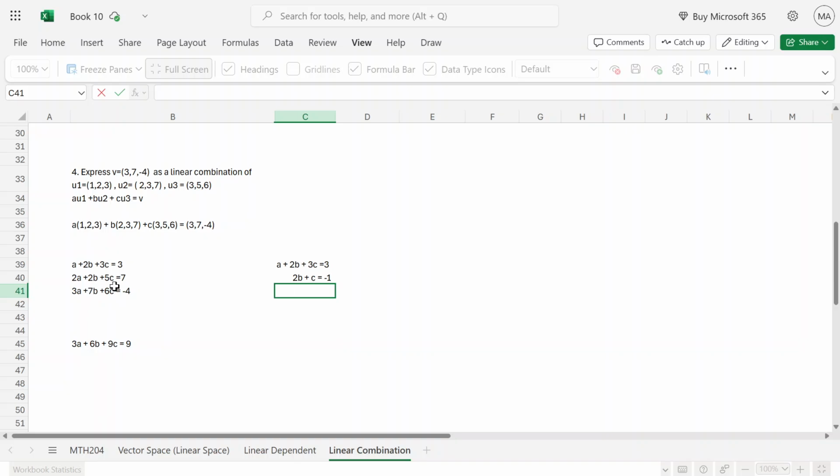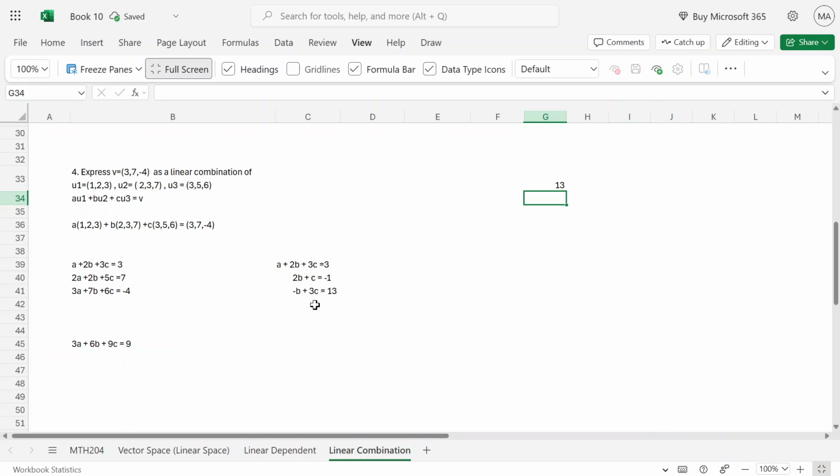6b minus 7b is what? Minus b. So 9c minus 6c is what? 3c, which equals what? 9 minus minus 4, is that not 13? So 9 minus minus 4 should be 13. Okay, so yeah, correct. Now let's go to the next one.